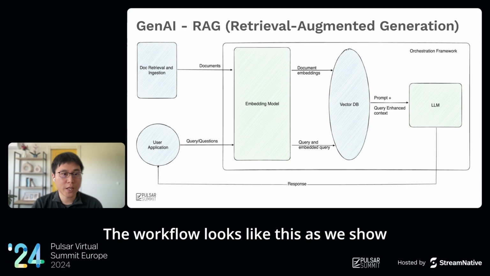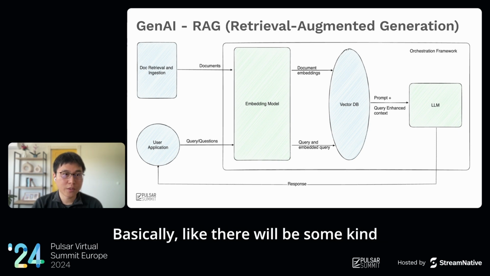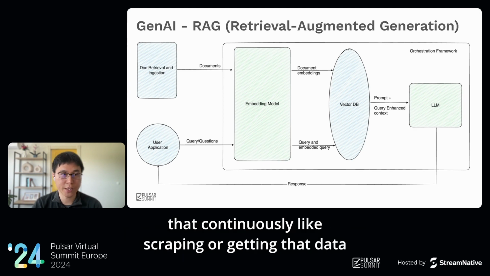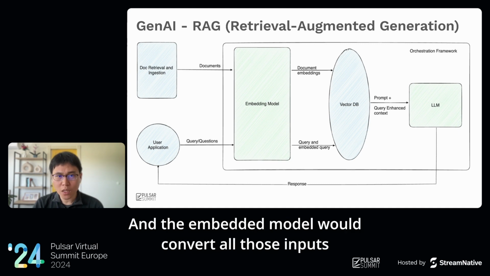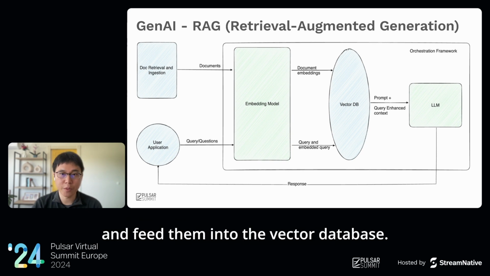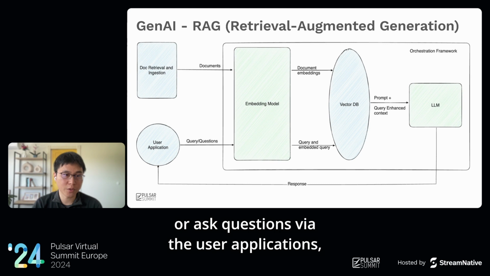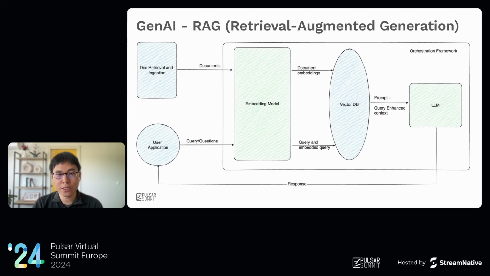The workflow looks like this, as we show on this slide. Basically, there will be retrieval or ingestion pipelines that continuously scrape or get data or documents into the embedding model, and the embedding model converts all those inputs to document embeddings and feeds them into the vector database. At the same time, when users submit a query or ask questions via the user applications, the queries also go into these embedding models, and the embedded queries will be sent to the vector database.